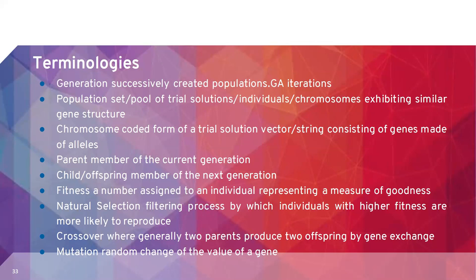All the current generation members are known as parent members. Once we use the operations of selection, crossover, and mutation to get the members of the next generation, they are children. And then fitness is assigned to an individual, representing a measure of goodness. Here in feature selection, the fitness for a given solution is the SVM or random forest accuracy for that particular solution or chromosome. So selection is a filtering process by which subsets which have higher fitness, meaning higher cross validation accuracies, are more likely to be selected in the selection process.